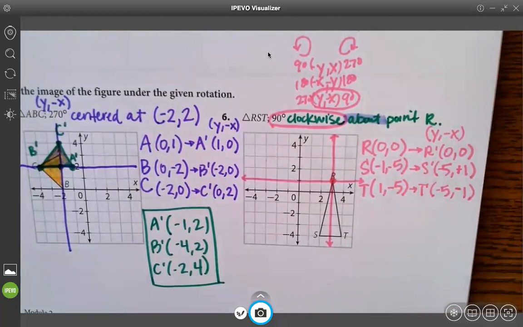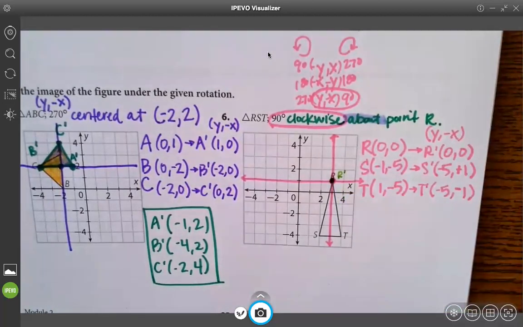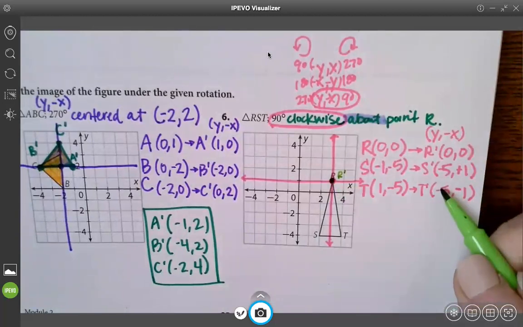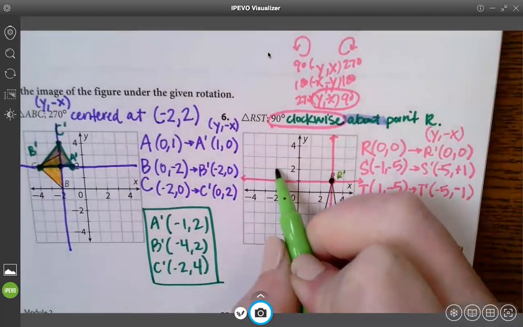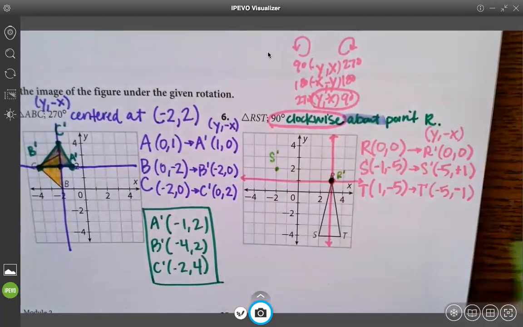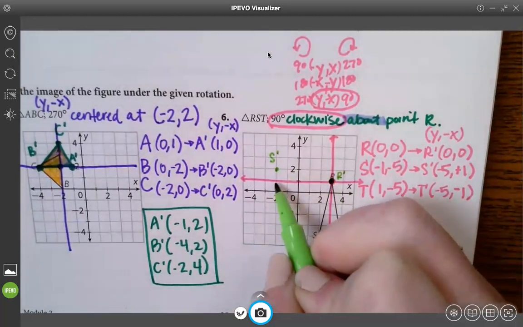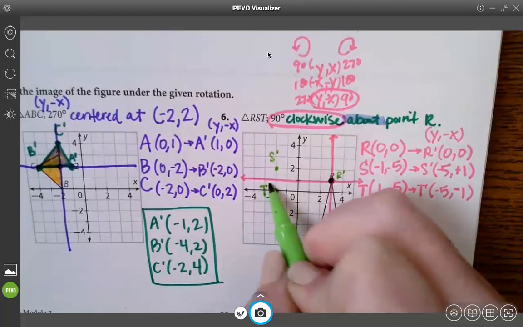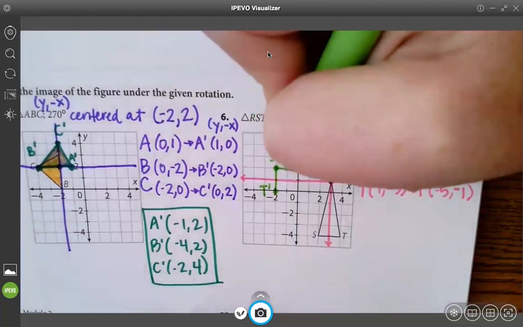So these are our coordinates that we plot on our temporary axis. So our temporary axis is the pink ones, right? So R prime is going right there. And then S prime is at negative 5, comma, 1. So negative 1, 2, 3, 4, 5, 1. That is S prime. T prime is at negative 5, negative 1. So there's negative 1, 2, 3, 4, 5, negative 1, T prime. We can connect those so that we can just envision what we have rotated.